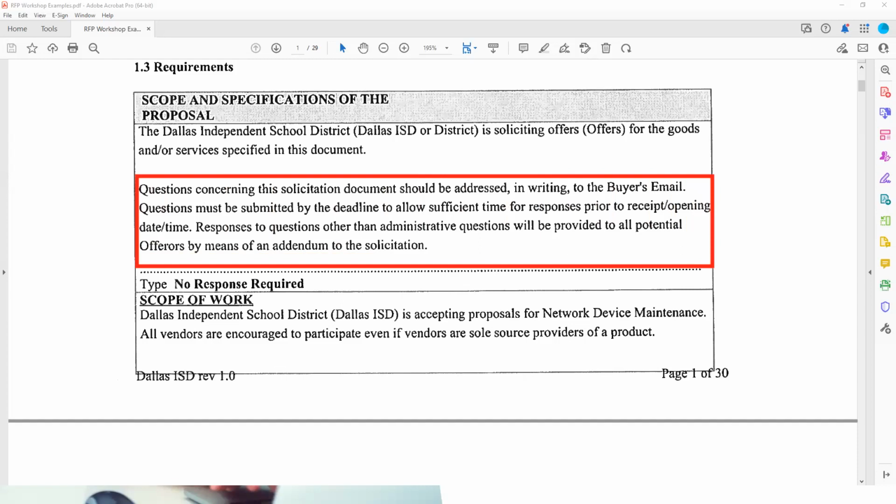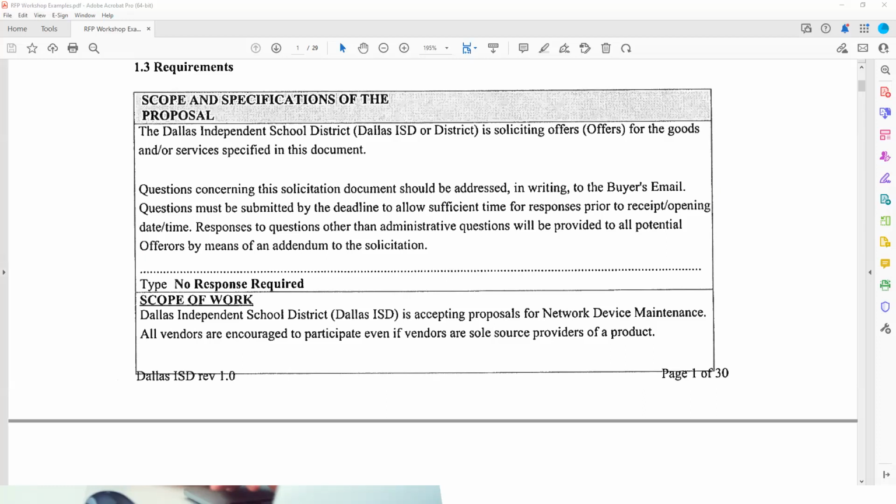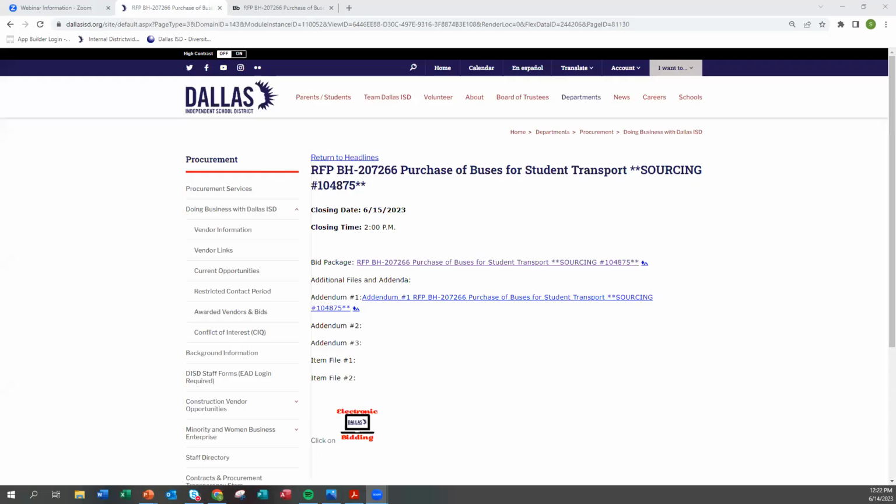And I'm impressed with procurement services because they've made a lot of changes and updates to make it easier for you guys to respond, easier for you guys to know where the information is. So what I'm going to do now is go back over to the other RFP because I want to show you guys where the addendum is.